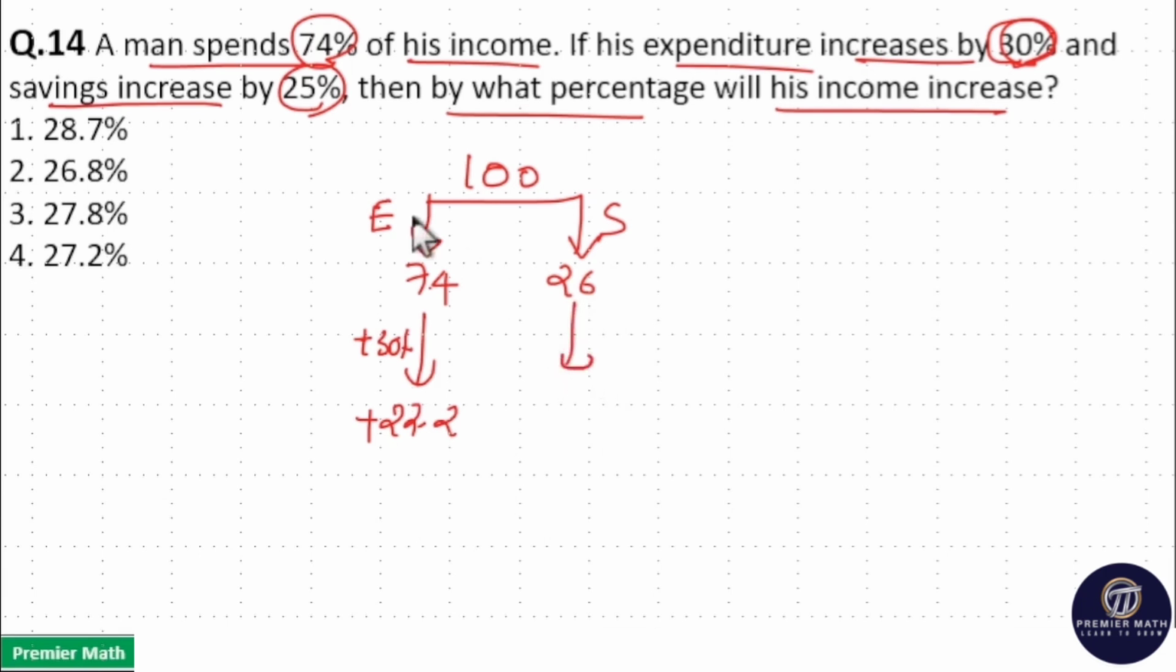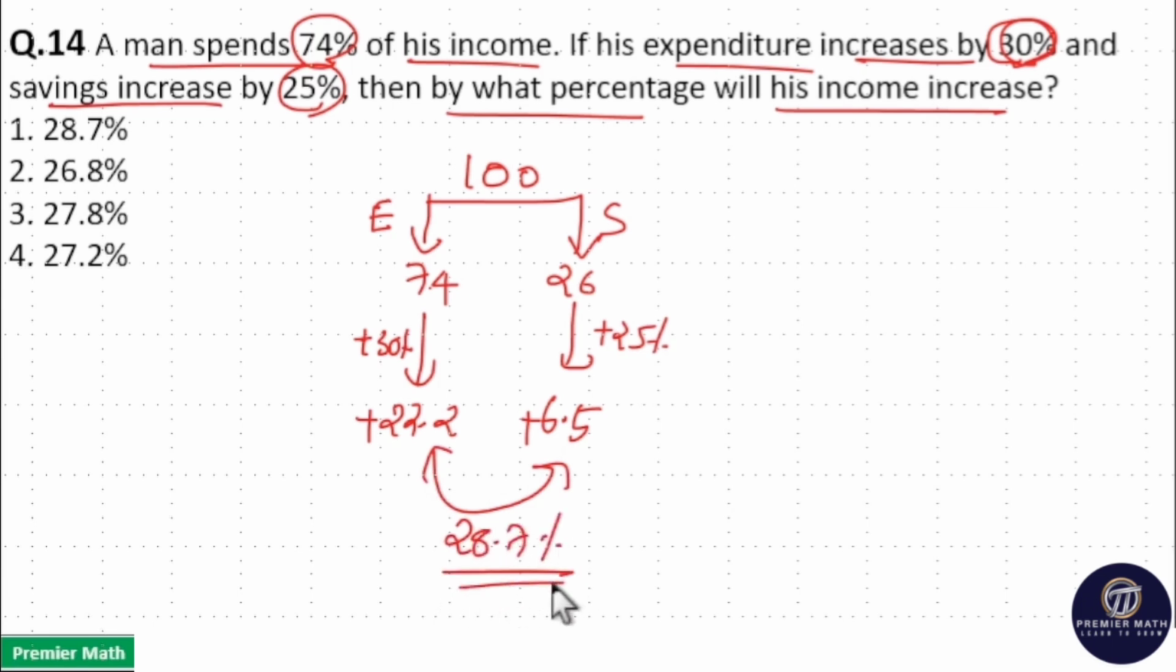Now, here savings increases by 25%. So, 25% means 1 by 4. So, 1 by 4 of 26 is equal to 4 goes 6 times in 24, remaining 2, 4 goes 5 times in 25. So, increment is 6.5 rupees. Now, total increment is equal to 28.7 rupees. So, 28.7%, option 1 is your answer.